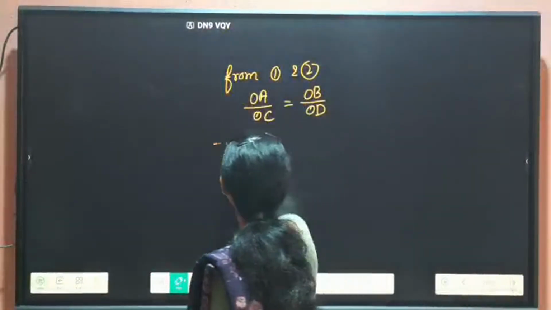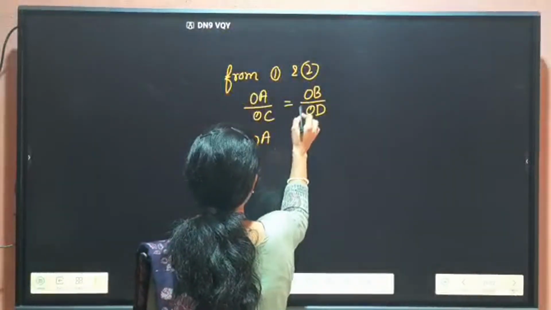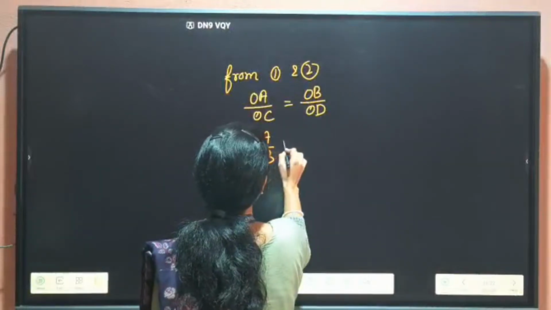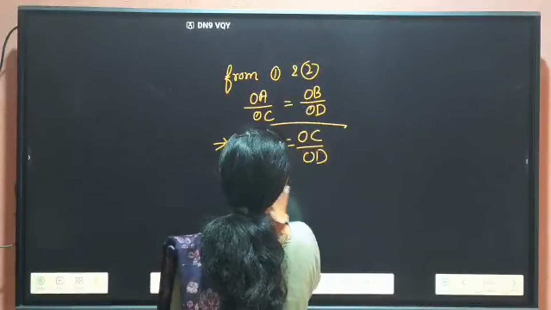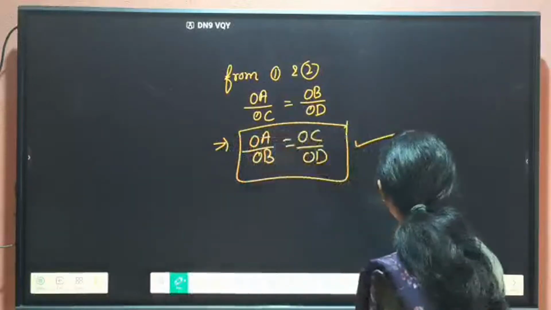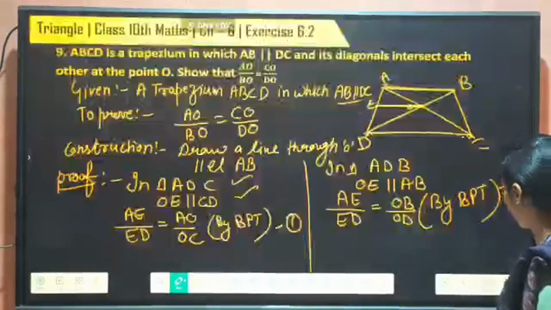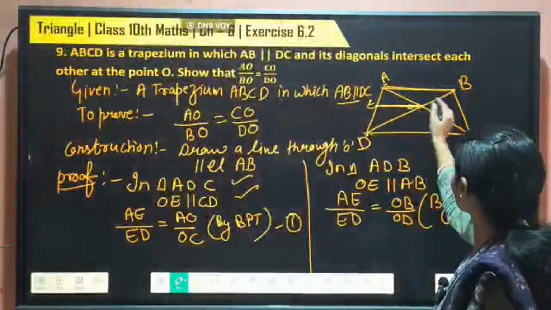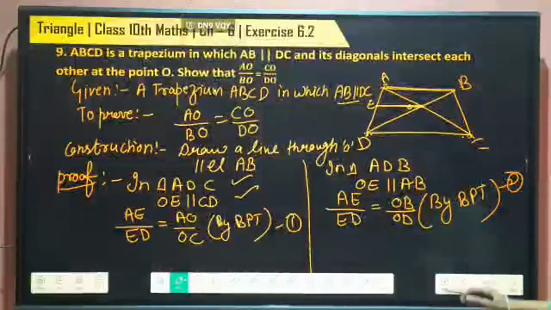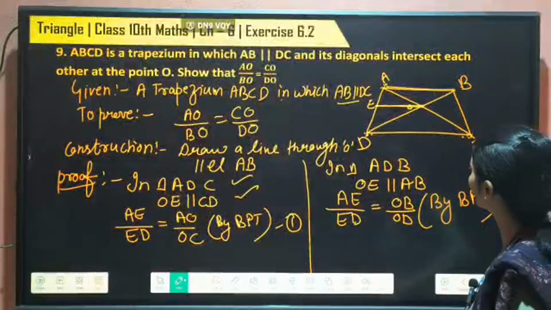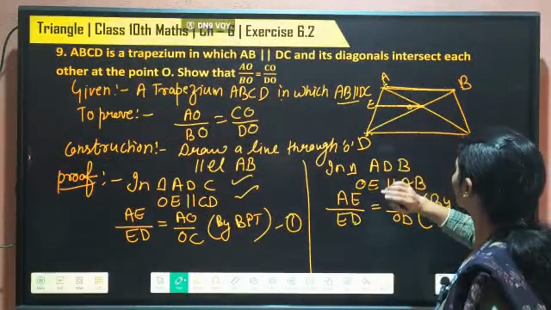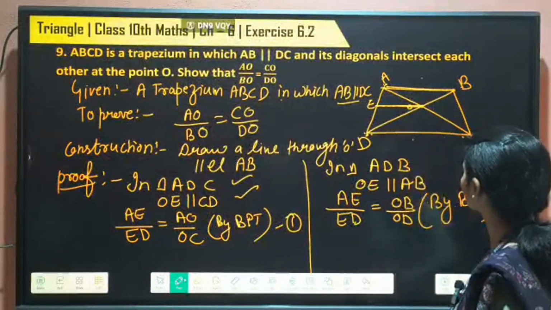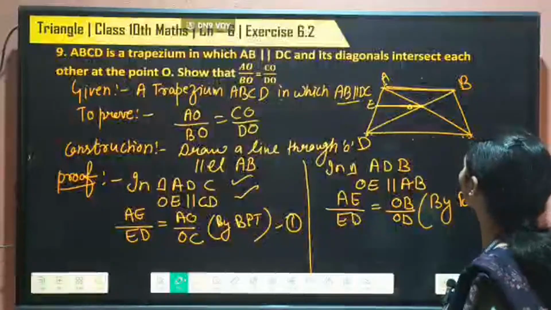So using cross multiplication, OA by OB equals OC by OD. This is proved. Let us revise again. This ABCD was a trapezium. In this trapezium, AB is parallel to CD. By construction, OE is parallel to AB, but AB is parallel to CD. So OE will be parallel to CD.